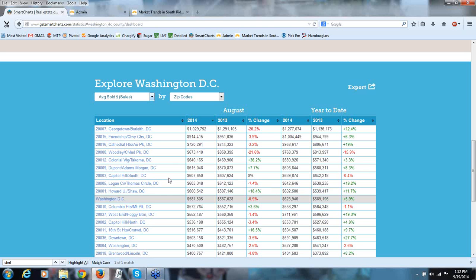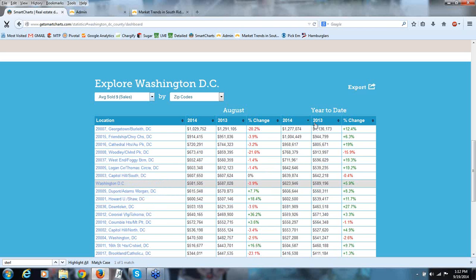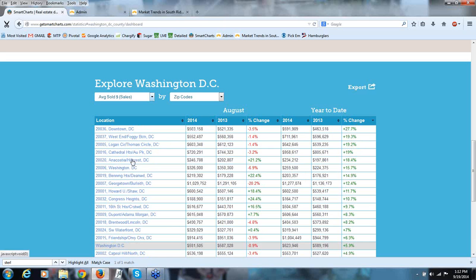And we can see for 20005, when we sort by year-to-date, that it's beating the DC average, and its year-to-date percent change is, let's see, the third highest year-over-year percent change year-to-date. That's significant. West End and downtown DC were the only two other zip codes that beat out the Logan Circle price appreciation.